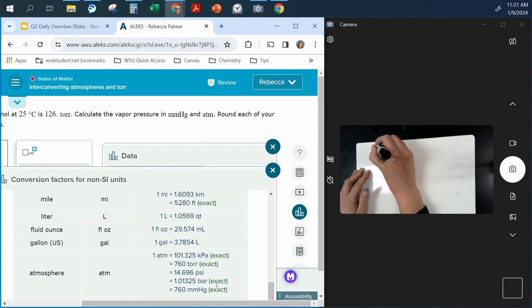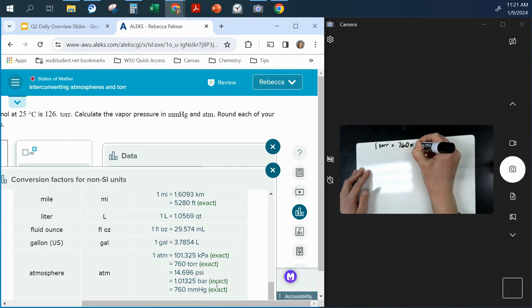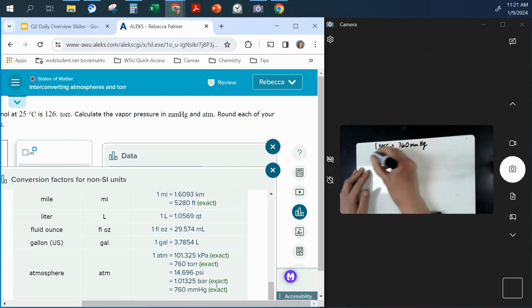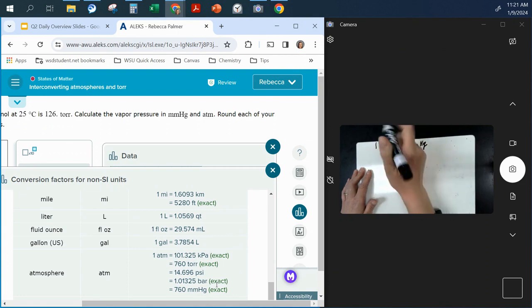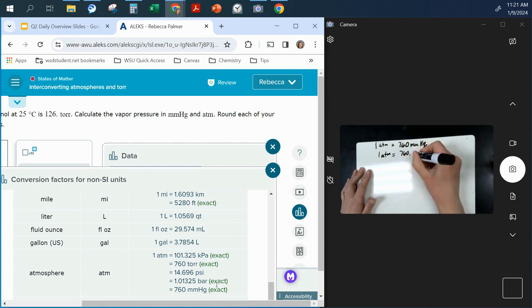1 torr is 760 millimeters of mercury. And 1 atmosphere. Oh my goodness. 1 atmosphere. There you go. I'm getting them all mixed up. 1 atmosphere is also 760 torr. Okay, so this also tells us 1 torr is 1 millimeter of mercury.